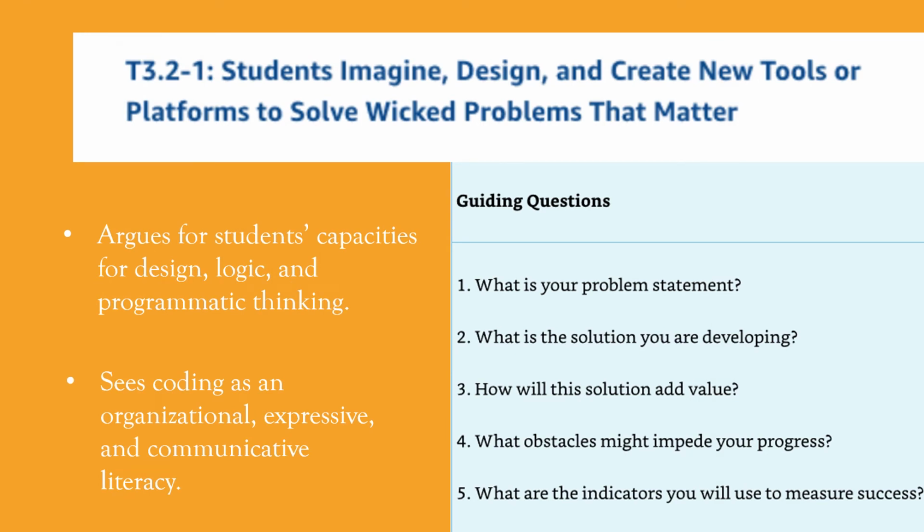Little section of that is that students imagine, design, and create new tools or platforms to solve wicked problems that matter. Is it like wicked awesome, like wicked evil, or just like wicked big? I don't know. So this whole section argues for students' capacities for design, logic, and programmatic thinking in coding, and it sees coding as organizational, expressive, and communicative literacy.